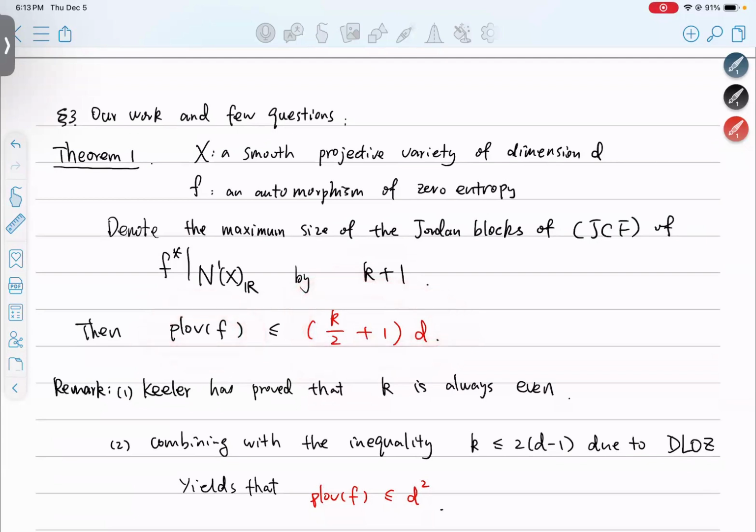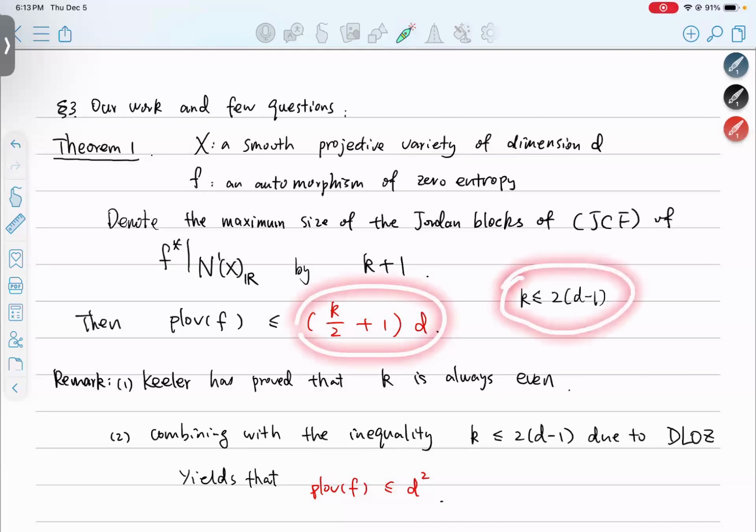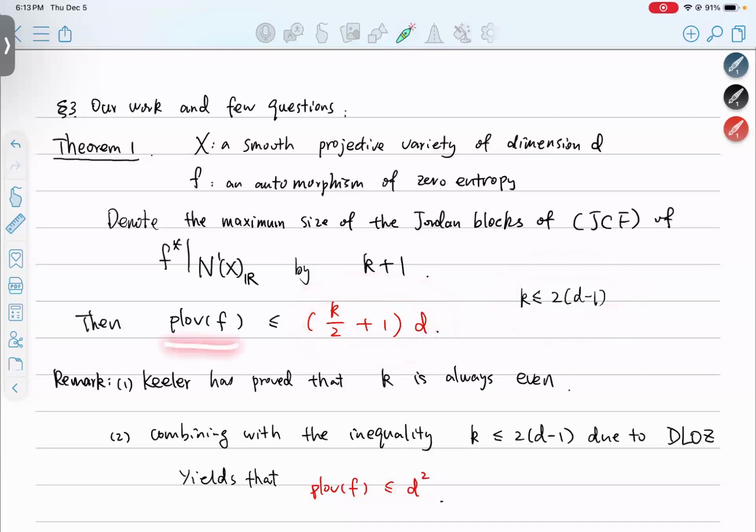If you recall, Dinh, Lin, Oguiso, and Zhang showed that k is less than or equal to 2 times d minus 1, right? So if we combine our inequality with their inequality, then you see that the polynomial growth degree of f is less than or equal to d squared.